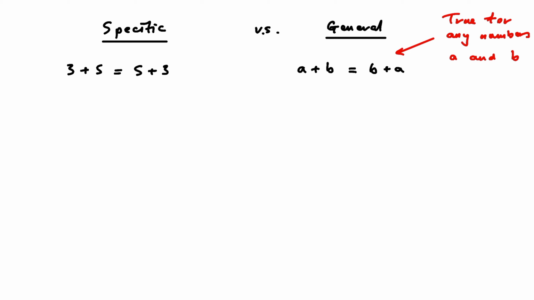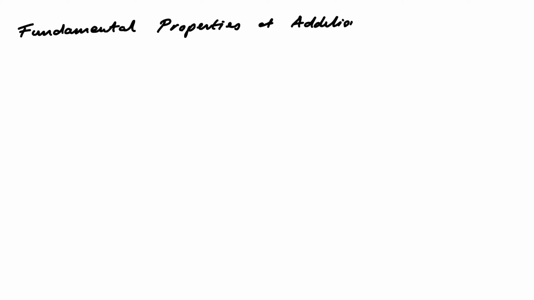So the first thing I want to do is to look at the absolute simplest properties of what I would say core operations are. So my core operations are addition and multiplication. We're going to see in a moment that subtraction and division are actually just addition and multiplication in disguise. So let's look at the fundamental properties of addition and multiplication. So these are the most basic universal properties that they satisfy.